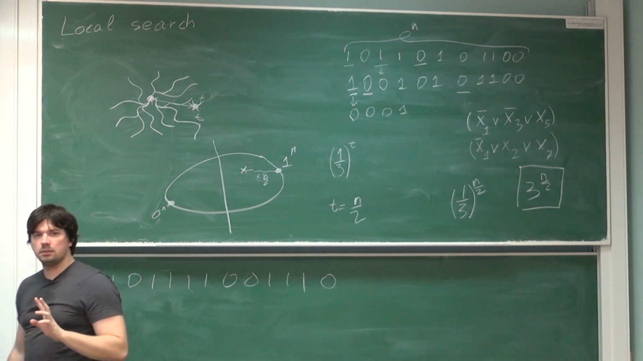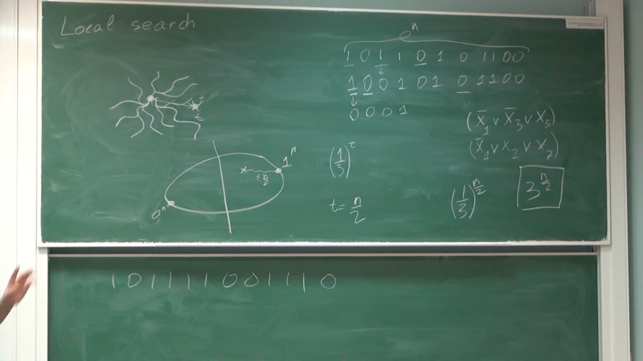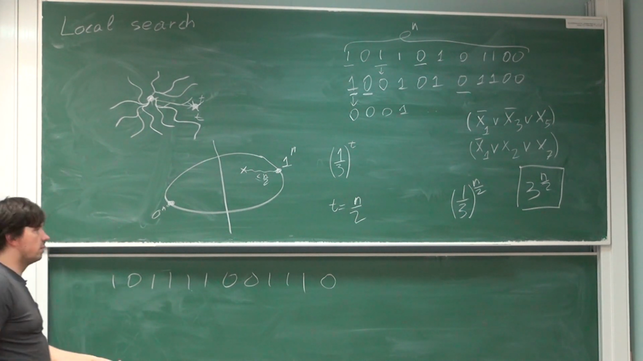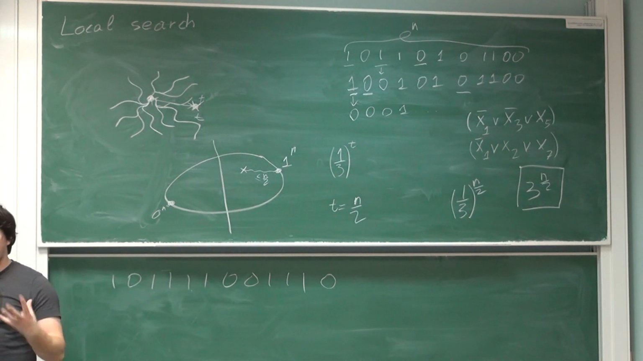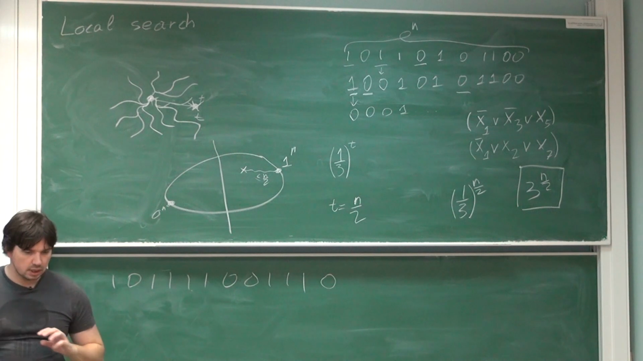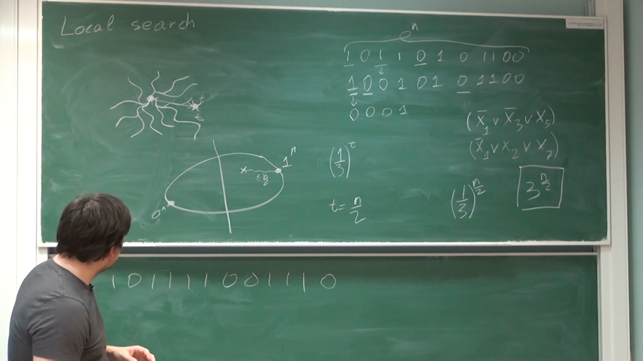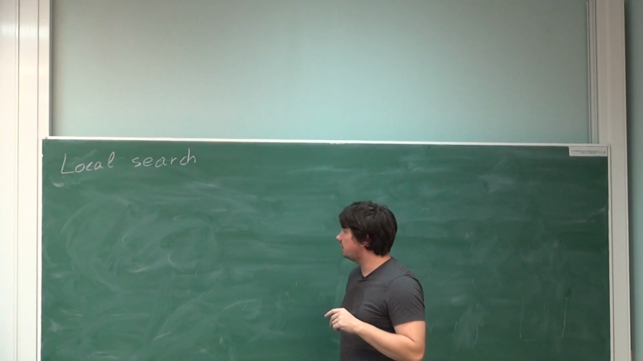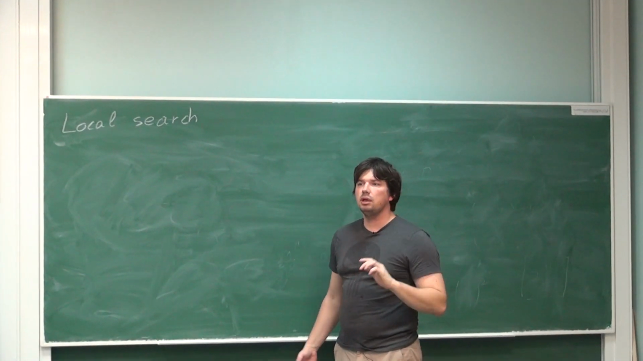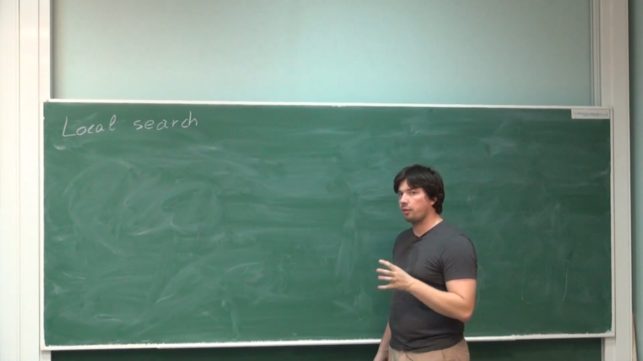All right. And 3 to the n over 2 is the same as square root of 3 to the n, which is actually a lot better than 2 to the n, and even this 7 to the n over 3. So this is already better than what we had before. All right. Now we will think, how can we do this even better? Okay, so how can we improve the algorithm we just described?